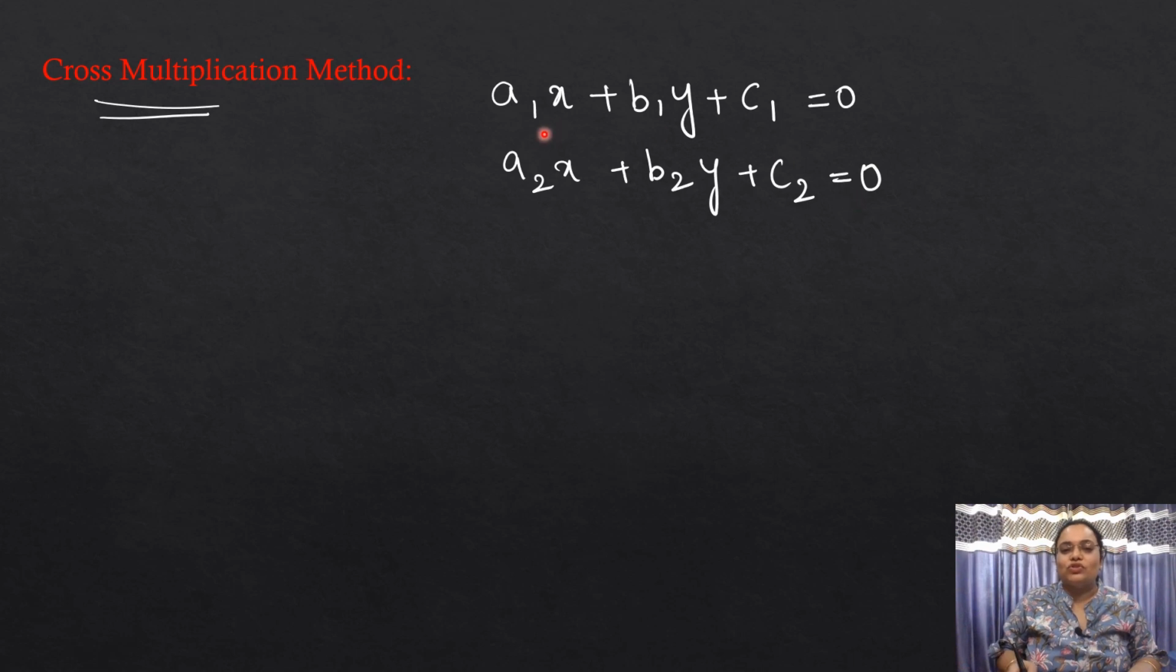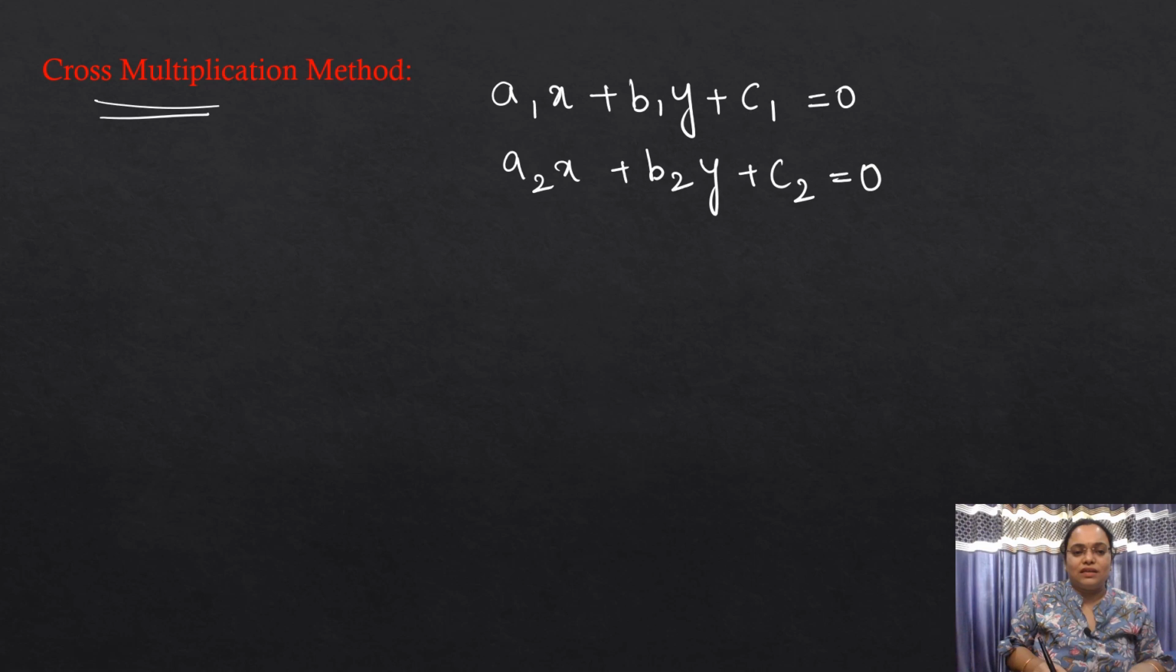In the first equation, you have 3 terms and in the second equation, you have 3 terms. This is the coefficient of x, which is a1. This is the coefficient of y, which is b1. This is the constant term c1. Similarly, a2 is the coefficient of x, b2 is the coefficient of y, and c2 is the constant term.